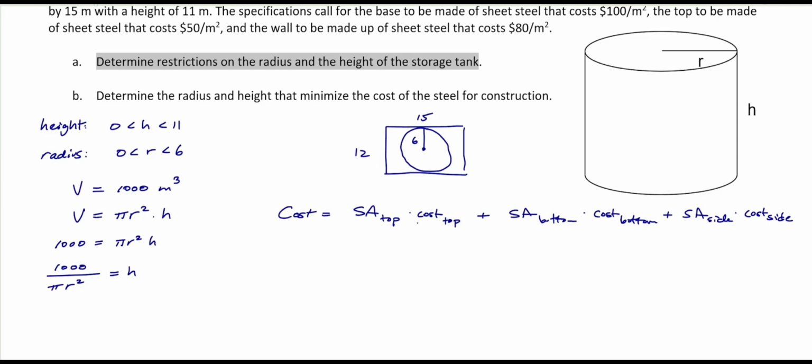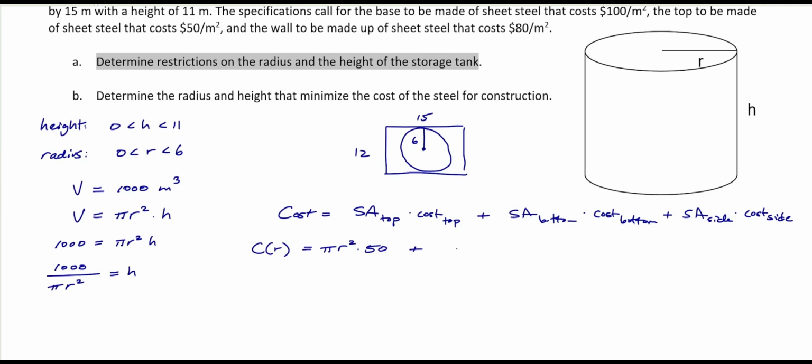Okay, so what we're going to do right here is look at cost as a function of radius, because I'm not going to deal with height. I can have height in terms of radius. So cost as a function of radius. Well, the surface area of the top is just equal to pi r squared, and the cost of the top is $50 per meter squared. So times 50. Then I'm going to look at the surface area of the bottom.